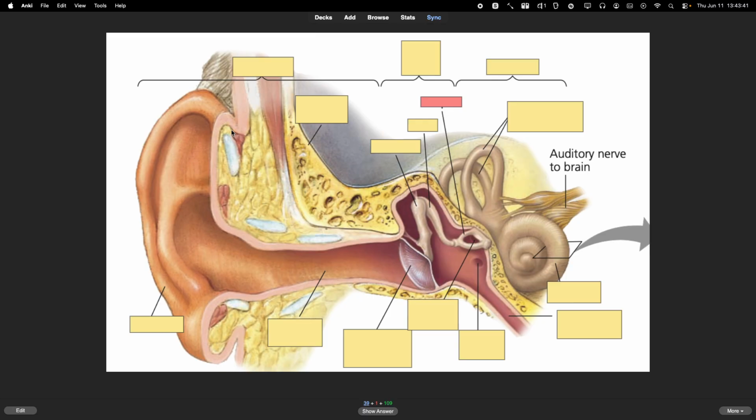It's pointing specifically to that bone. So that's one of those three bones in the middle here. It's either the malleus, stapes, or the incus. I think that's the incus. Stapes. Okay, let's see the whole diagram.